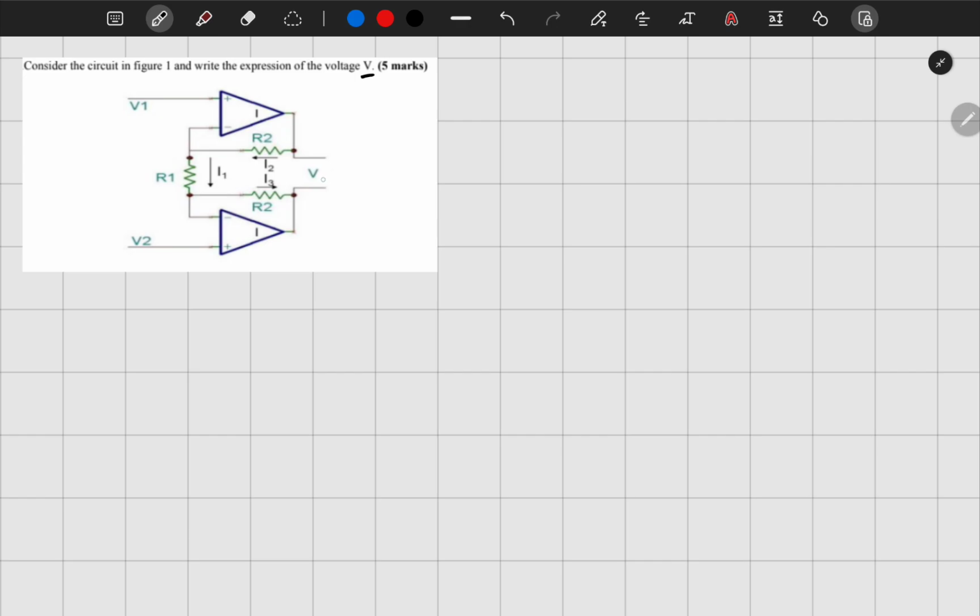What else we know is that there is current flowing throughout here, and there is no current going in here, and no current going in here. That means the current going in here is the same as the current going in here, same as the current going in here. So I can write that as I1 equals I2 equals I3.